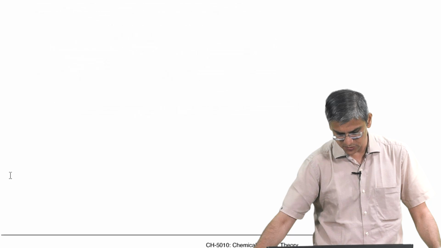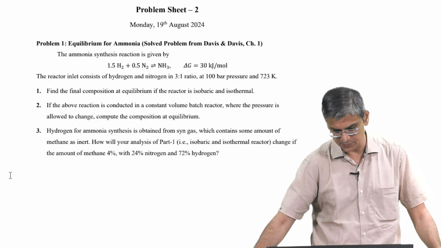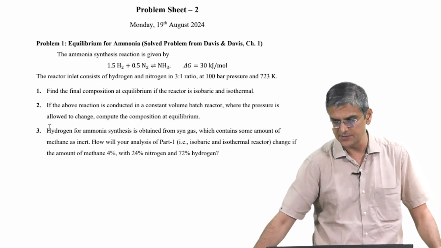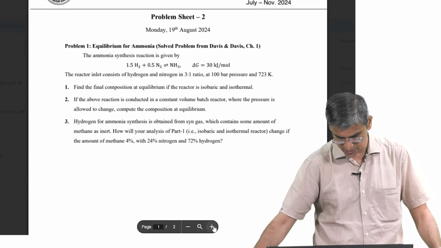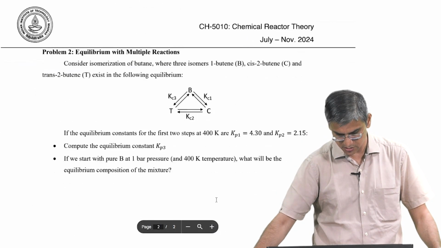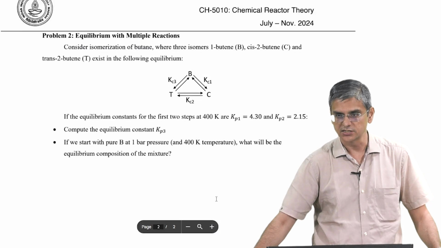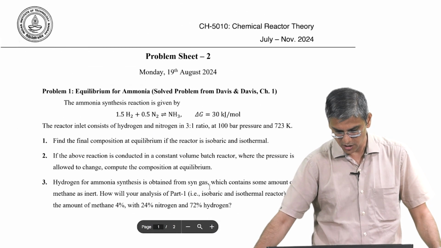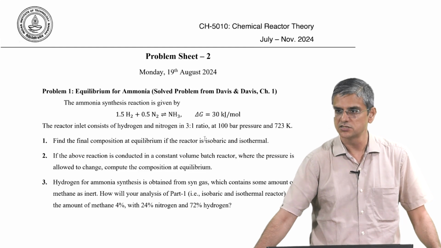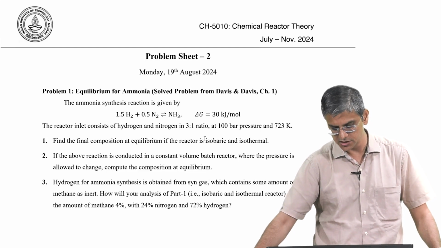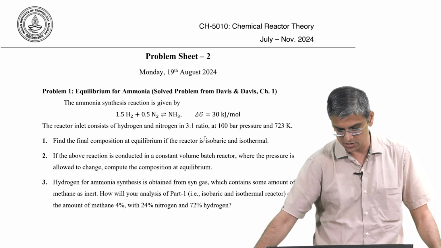So, these are problems for a system under equilibrium. First one is an example of a single reaction. It is a solved problem in Davis and Davis, and the second one is equilibrium for multiple reactions. Be aware of the way the ammonia synthesis is written. The delta G is for the way the ammonia synthesis is written.